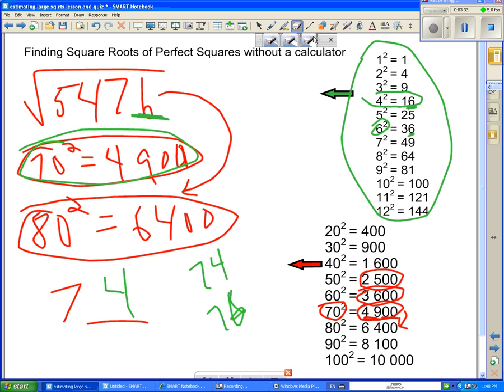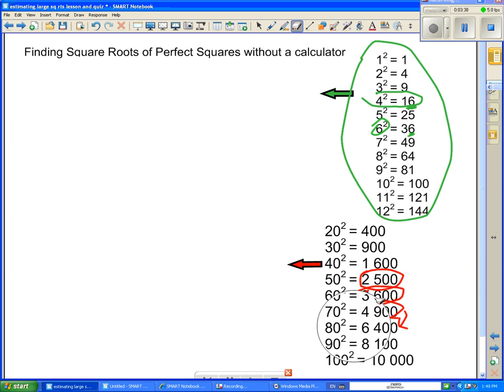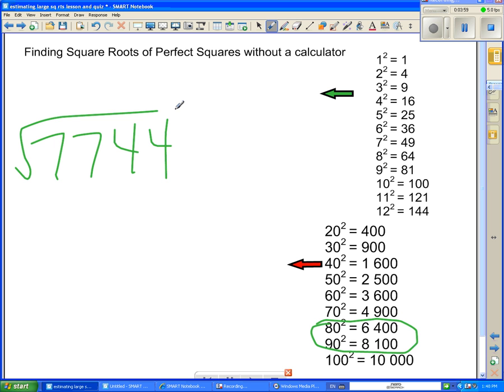Okay, let's try one more. Let's try another one, and let's use our benchmarks. Let's look at the square root of 7,744. Now, using my benchmarks, I know that it must be between 80 and 90. So I know that the square root of this number is 80 something. Now I need to find out the exact square root.